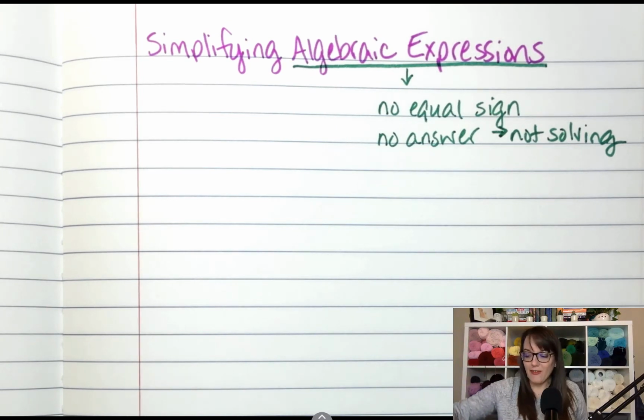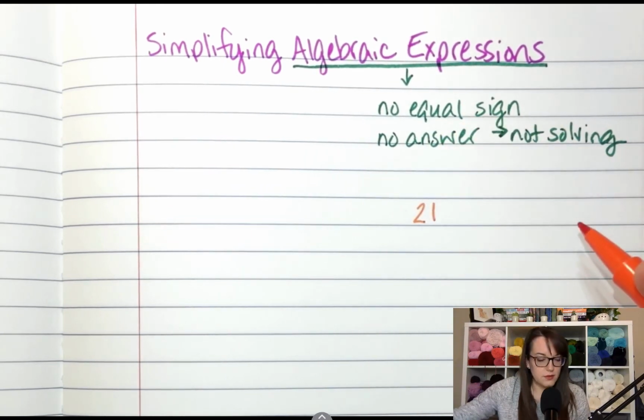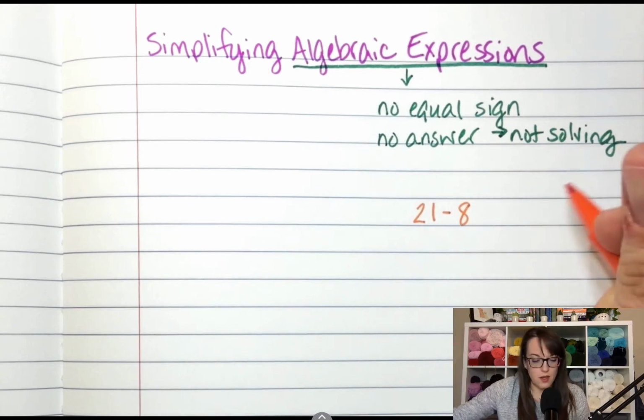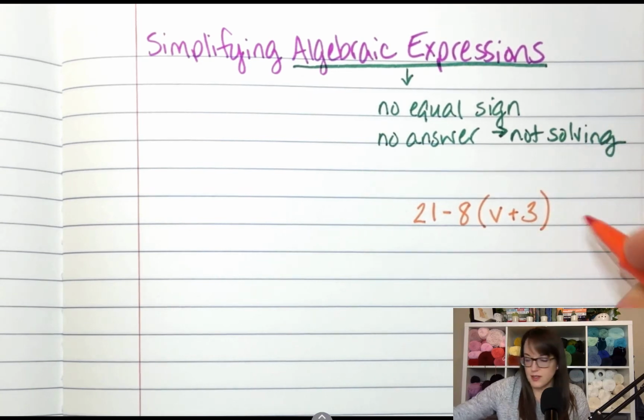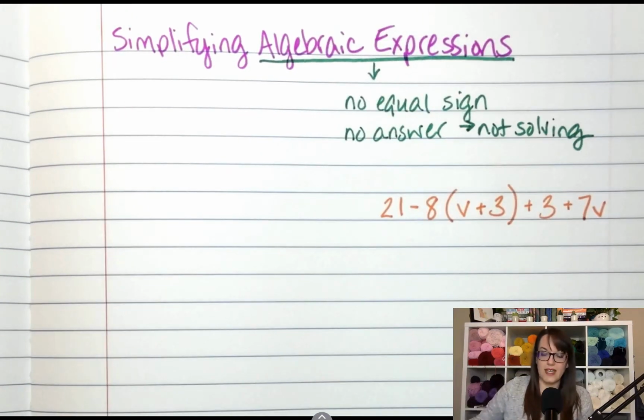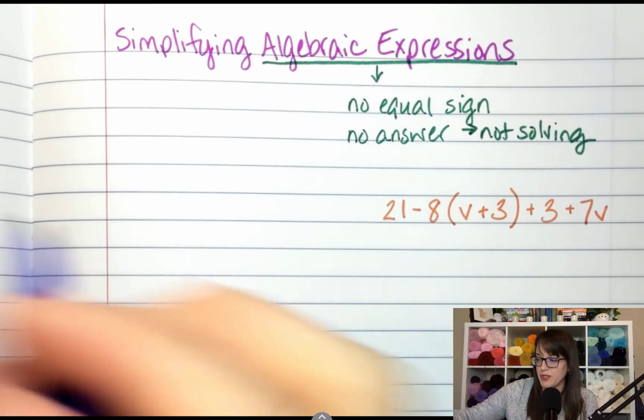All right, so if I gave you this very lovely expression that says 21 minus 8, parentheses, v plus 3, close parentheses, plus 3, plus 7v. That's it. I know you're thinking, that's it? Yeah, that's it. So my first step, I'm going to switch colors. My first step is to change subtraction to adding the opposite. I promise you want to do this step because it's going to keep your signs straight.